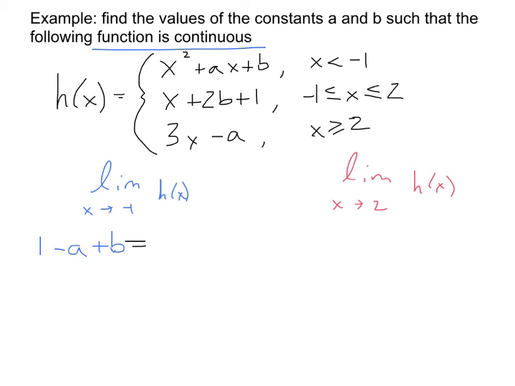Well, how do I approach negative 1 from the right? From the right of negative 1, I'm going to use this one. So I'll evaluate this expression for negative 1. That's going to give me negative 1 plus 2b plus 1. Right? So when all is said and done here, I end up with 1 minus a plus b equals 2b. And if I move stuff around a little bit more, I could even do 1 minus a equals b.